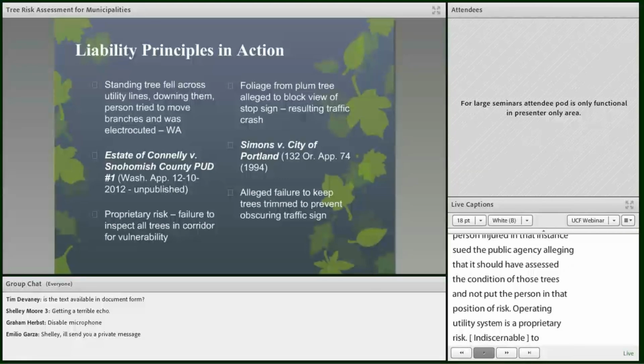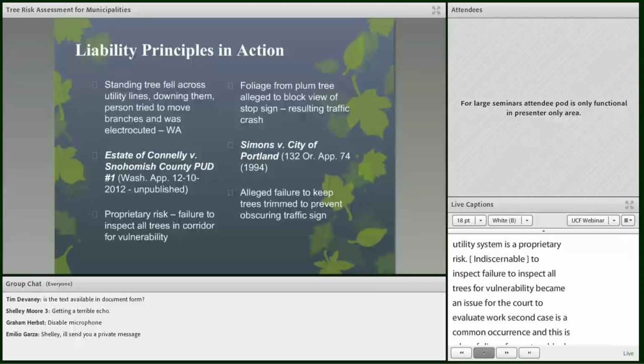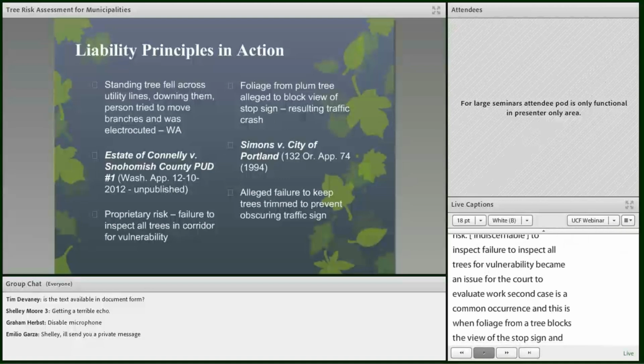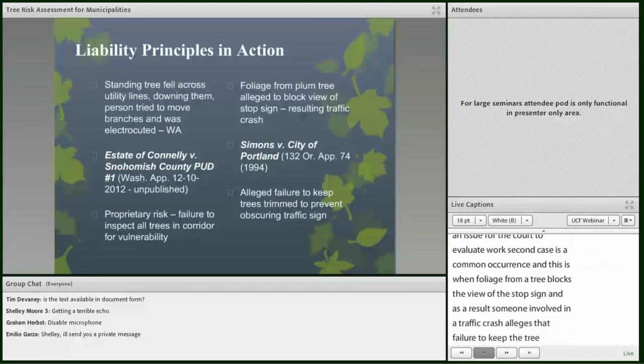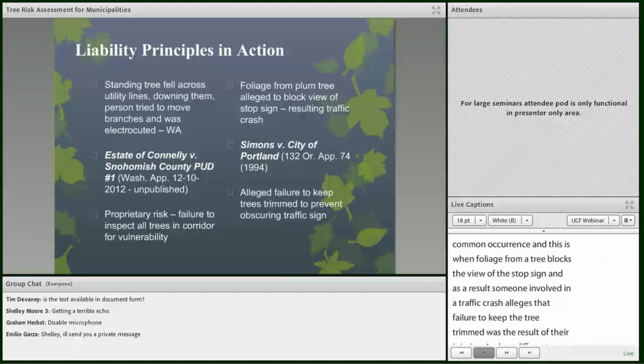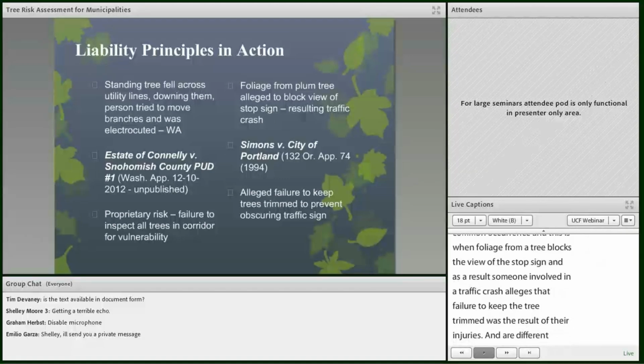The second case is a common occurrence, and this is when foliage from a tree blocks the view of a stop sign, and as a result, someone involved in a traffic crash alleges that failure to keep the tree trimmed was the cause of their injuries. And there are different questions here. Was the tree in the right-of-way? Was it on adjoining private property? What factors play into this?